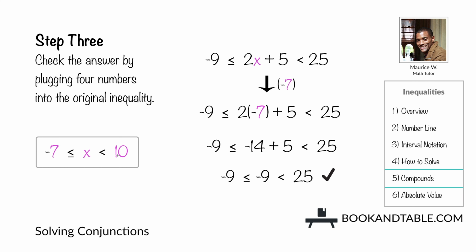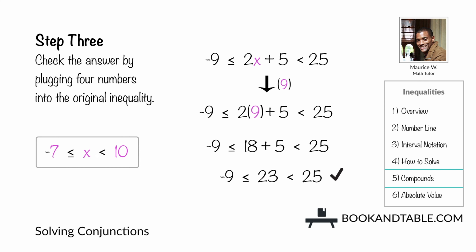Now let's plug in 2 more numbers on this side to show that x is less than 10. If we plug in 9, that should work. And if we plug in 10, that should not work. When we plug in 9, 2 times 9 is 18. 18 plus 5 is 23. The first part is true. -9 is less than 23. The second part is true. 23 is less than 25.